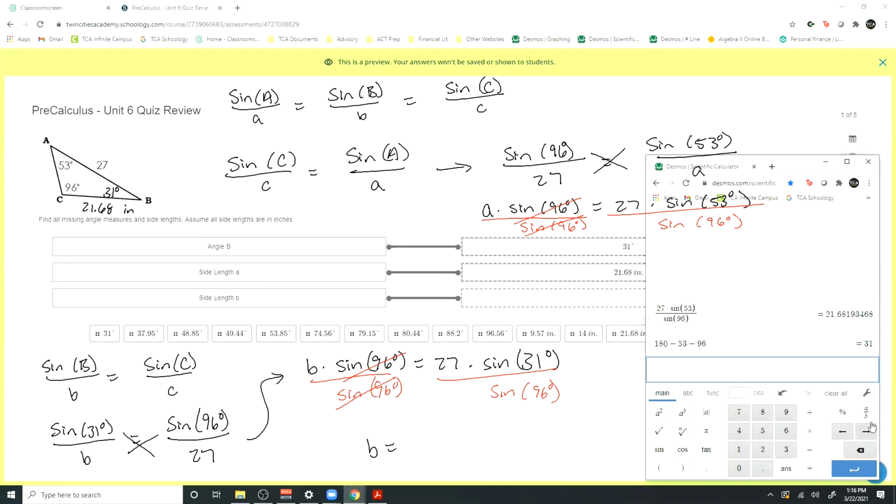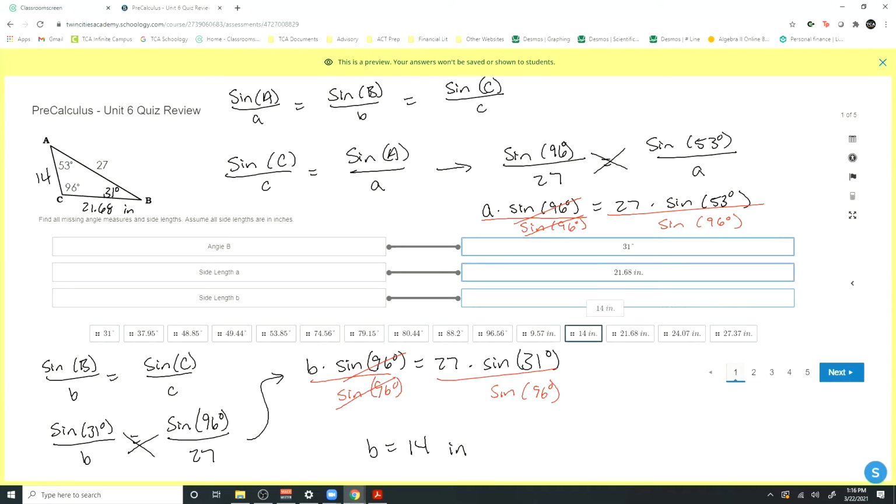So let's put that in the calculator, make a fraction here. 27 times the sine of 31 degrees, again, make sure you're in degrees here though, over the sine of 96 degrees. This is 13.98. That's close enough to 14, so we'll call it 14 inches. I'll put that in my triangle, and then I'll check my answers, and there is 14 inches there. Questions?